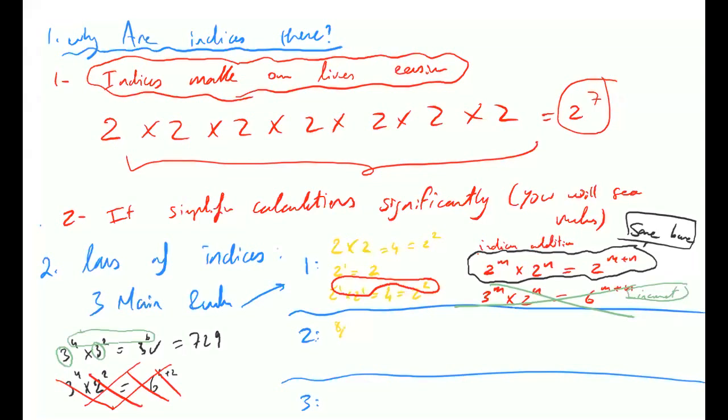What's 8 divided by 4? It's 2, right? Okay, good. We say that 8 is 2 power 3, right? 2 power 3 divided by 2 power 2, right?